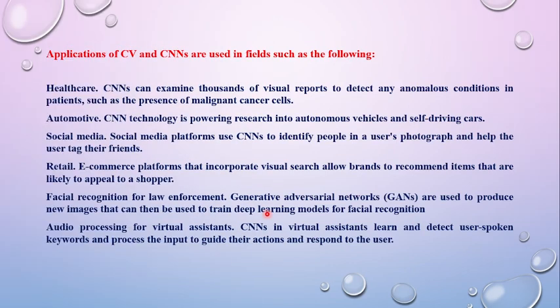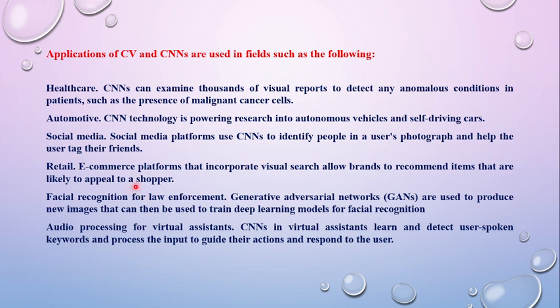Now going to applications. In healthcare, CNN can examine thousands of visual reports to detect anomalous conditions in patients, such as the presence of cancer cells. In automotive, the technology is powering research into autonomous vehicles and self-driving cars. On social media platforms, CNN can be used to identify people in a user's photograph and help the user tag their friends. In retail, e-commerce platforms that incorporate visual search allow brands to recommend items that are likely to appeal to a shopper.